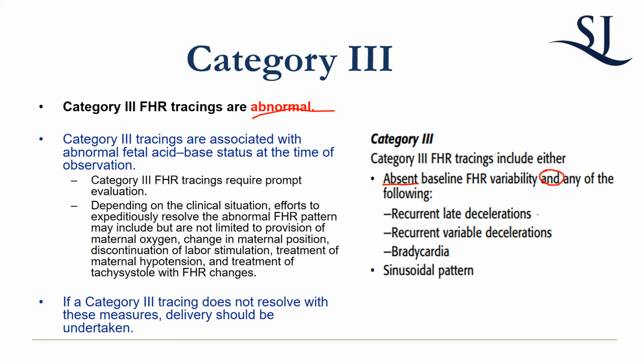You have to have that and recurrent lates and/or recurrent variables, bradycardia, but a sinusoidal pattern is individually a category 3, okay? So that means that if you have absent variability and you have any of these, you don't need all 3, then you have to do immediate resuscitation, and if not within maybe a couple minutes, then you have to expedite delivery. If you're in a position where you can do an operative vaginal delivery, meaning she's fully dilated, you have to do that. If not, that's an indication for cesarean delivery.